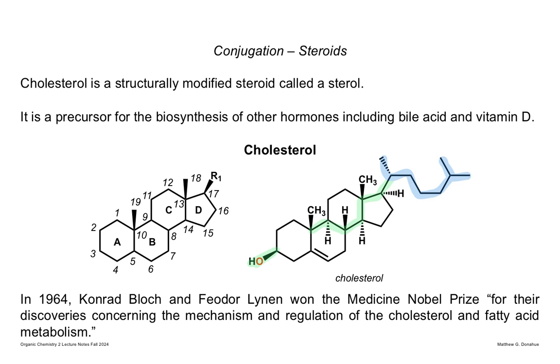And it's actually pretty interesting just to go onto the Nobel Prize website and look up who's won and what they won these prizes for. So in 1964, Bloch and Lynen won in medicine for discoveries concerning the mechanism and regulation of cholesterol and fatty acid metabolism.